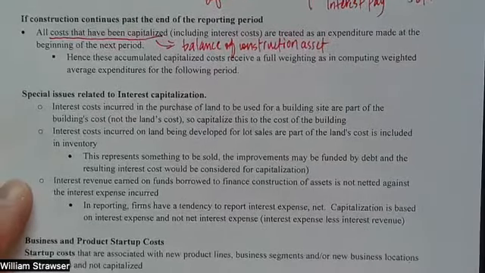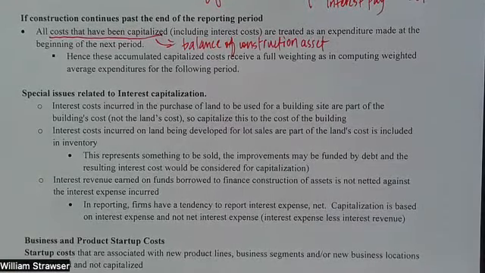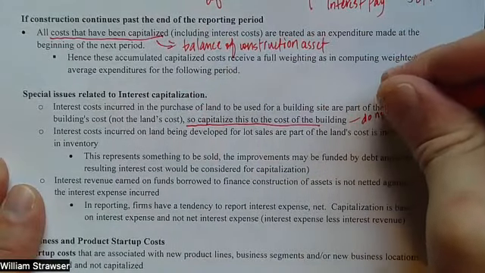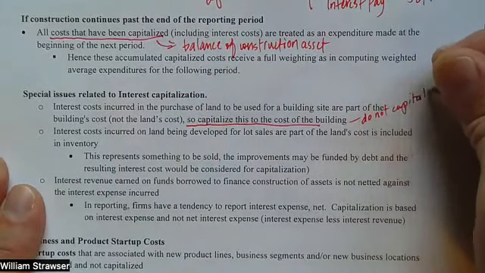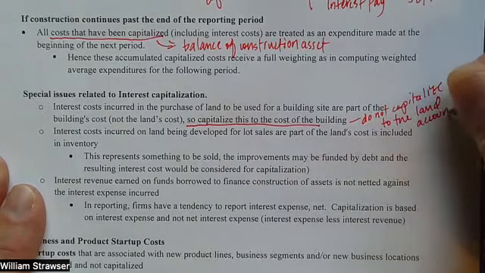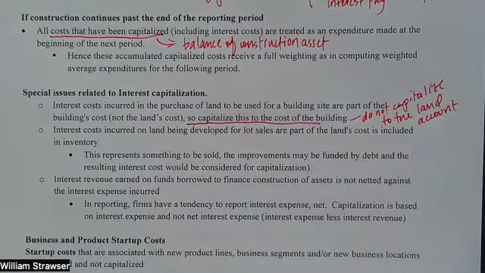There are some special issues. If we have interest costs incurred to purchase land that's going to be used for our building site, then that's going to be the building's cost. Capitalize that to the cost of the building. Do not capitalize to land. You want to be careful about capitalizing things to the land account, because then it gets locked in land. Remember, we don't depreciate land, so we can't get it out of there.